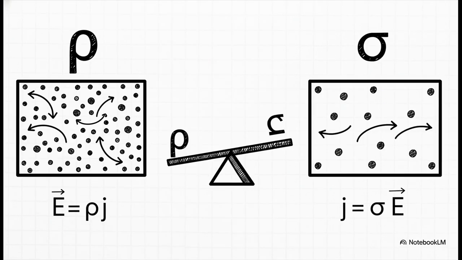Now, a lot of the time you'll see this equation written another way. Sometimes it's more useful to talk about how well something conducts electricity rather than how much it resists. It's a glass half full kind of thing. So we define a property called conductivity using the Greek letter sigma, which is simply the inverse of resistivity. And when you use that, the law becomes the current density you get is proportional to the electric field you apply. It's the exact same law, just looking at it from the other side.